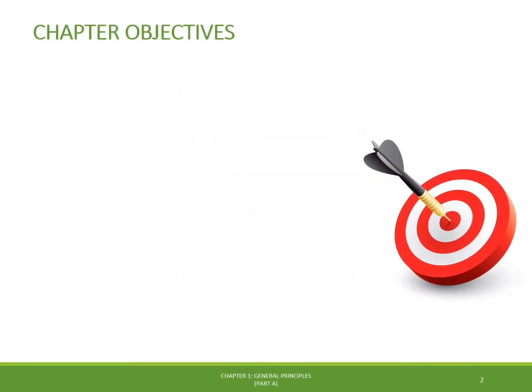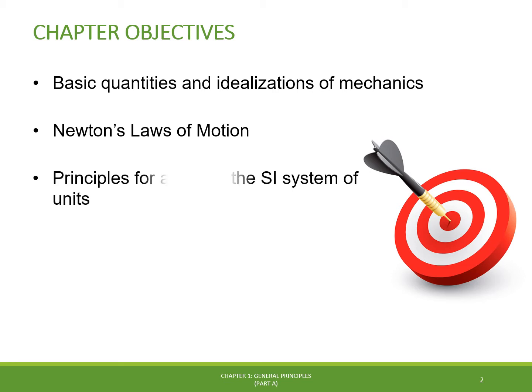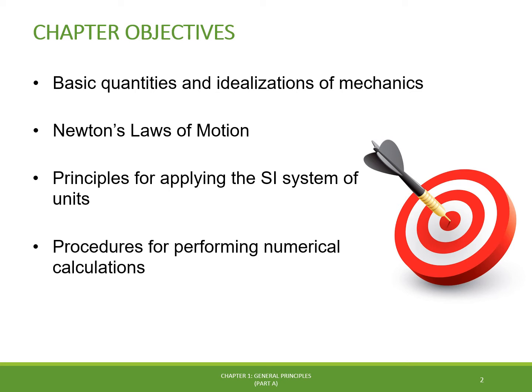Let me start by quickly highlighting the objectives of the chapter. We'll start with some definitions and then describe the basic quantities of the most important idealizations of mechanics. Next, a statement of Newton's laws of motion will be given. Then, we'll briefly review the principles for applying the international and the US customary system of units. And finally, we'll examine the standard procedures for performing numerical calculations and present a general guide for solving problems.